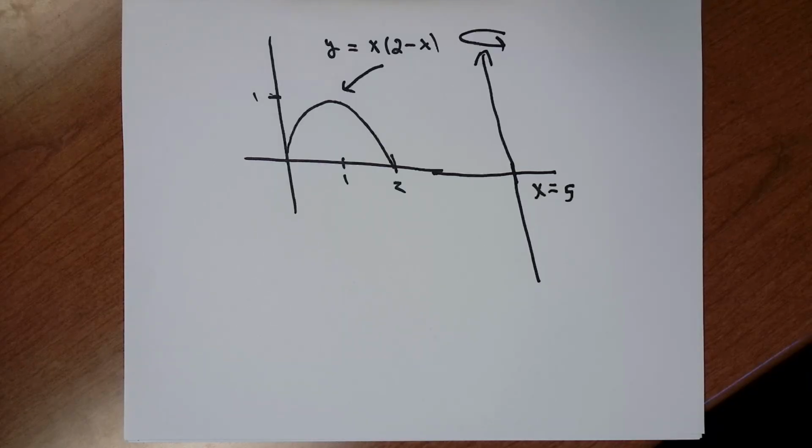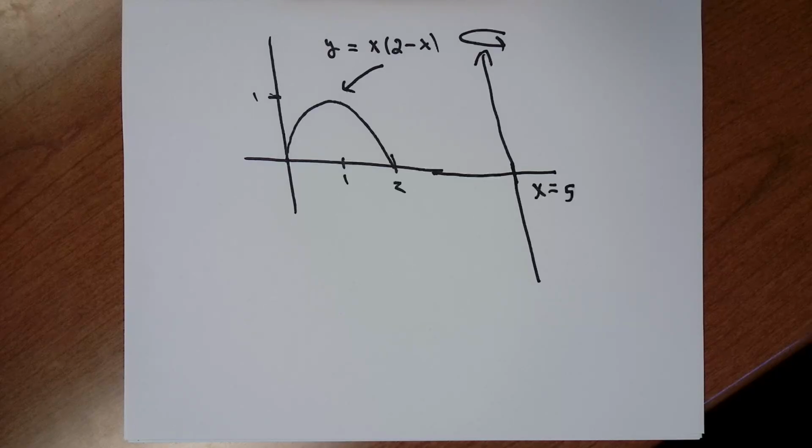As another example, a much more horrible example, I'm going to think about the graph of y equals x times (2 minus x). This is a downward opening parabola. The y-coordinate is obviously 0 when x is 0 or when x is 2. I want to take that shape and revolve it about the vertical line x equals 5.